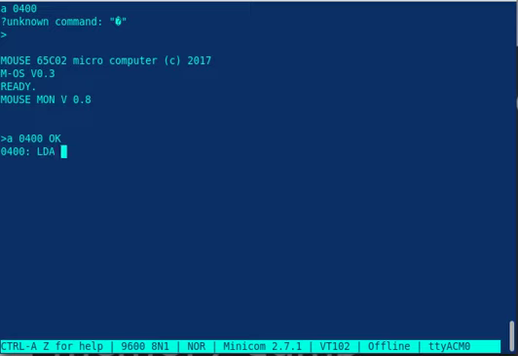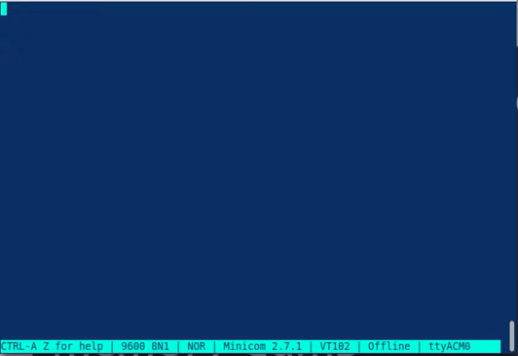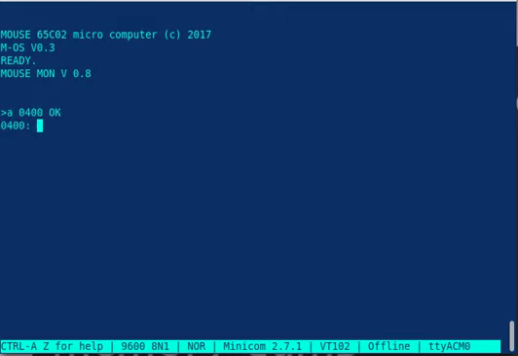Okay, LDA. I know this code off by heart after tonight. Hash 0A. Jump to subroutine E003. LDA hash 41. Hash 40. Oops, did it again. Forget it. Game over. Reset again. Let's try again. Practice makes perfect. Assemble from 0400 address onwards.